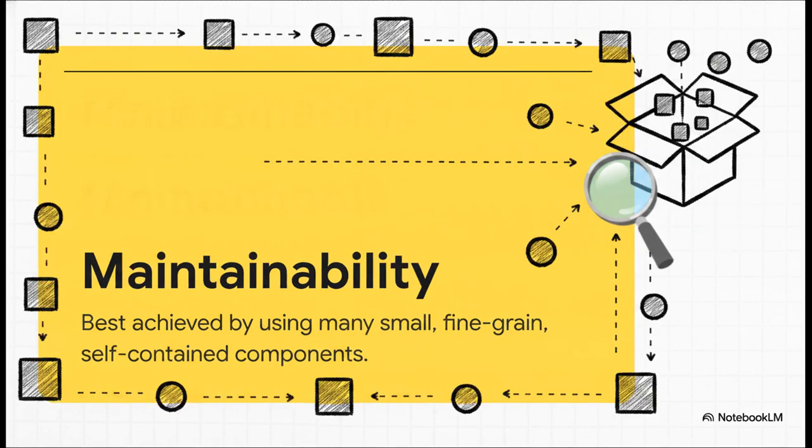Next up is maintainability, which is essentially how easily a system can be updated or changed later on. If maintainability is your top priority, your architecture is best achieved by using many small, fine-grained, self-contained components. These small components are much easier to understand, they're easier to test, and if one needs to be changed, you can simply update it without breaking the rest of the system.